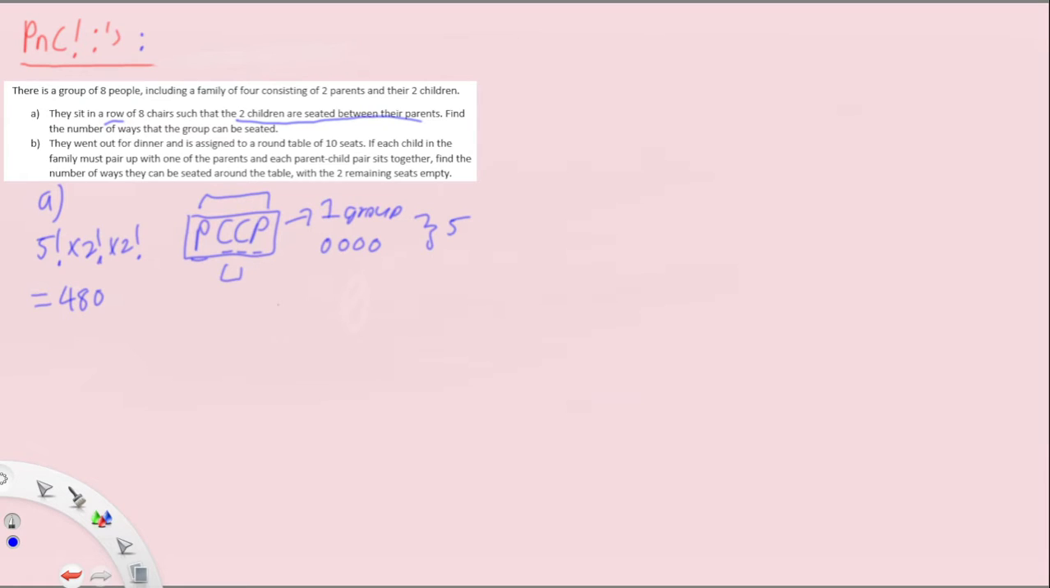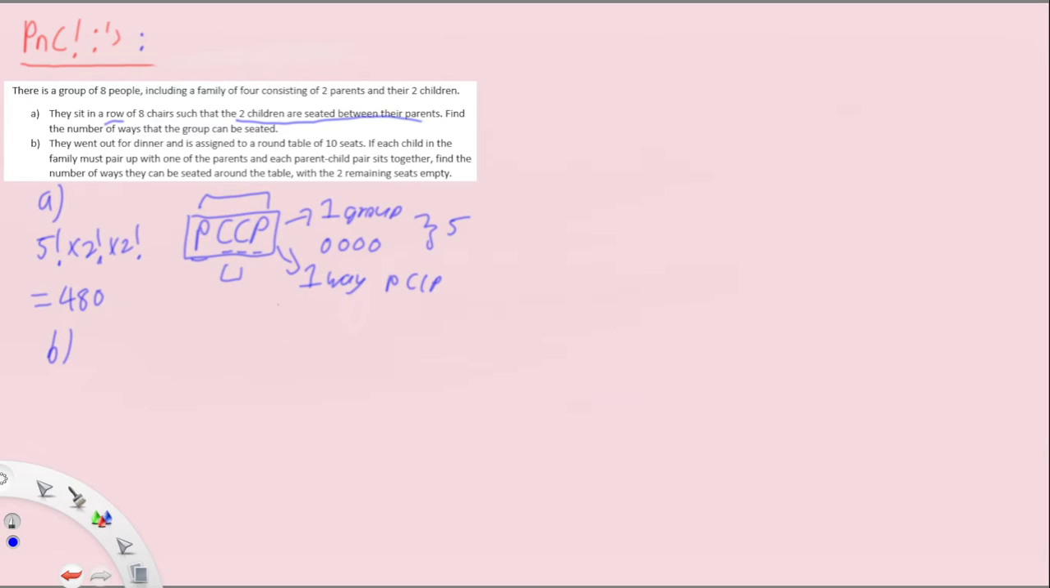Now, why is it 480? Because we realize there's only one way to arrange PCCP, right? There's no other way. So times 1. Now you notice in some other examples, there'll be more than one way possible, and I'll go through that in the next video. So 5 factorial times 2 factorial times 2 factorial, 480, 120 times 4.